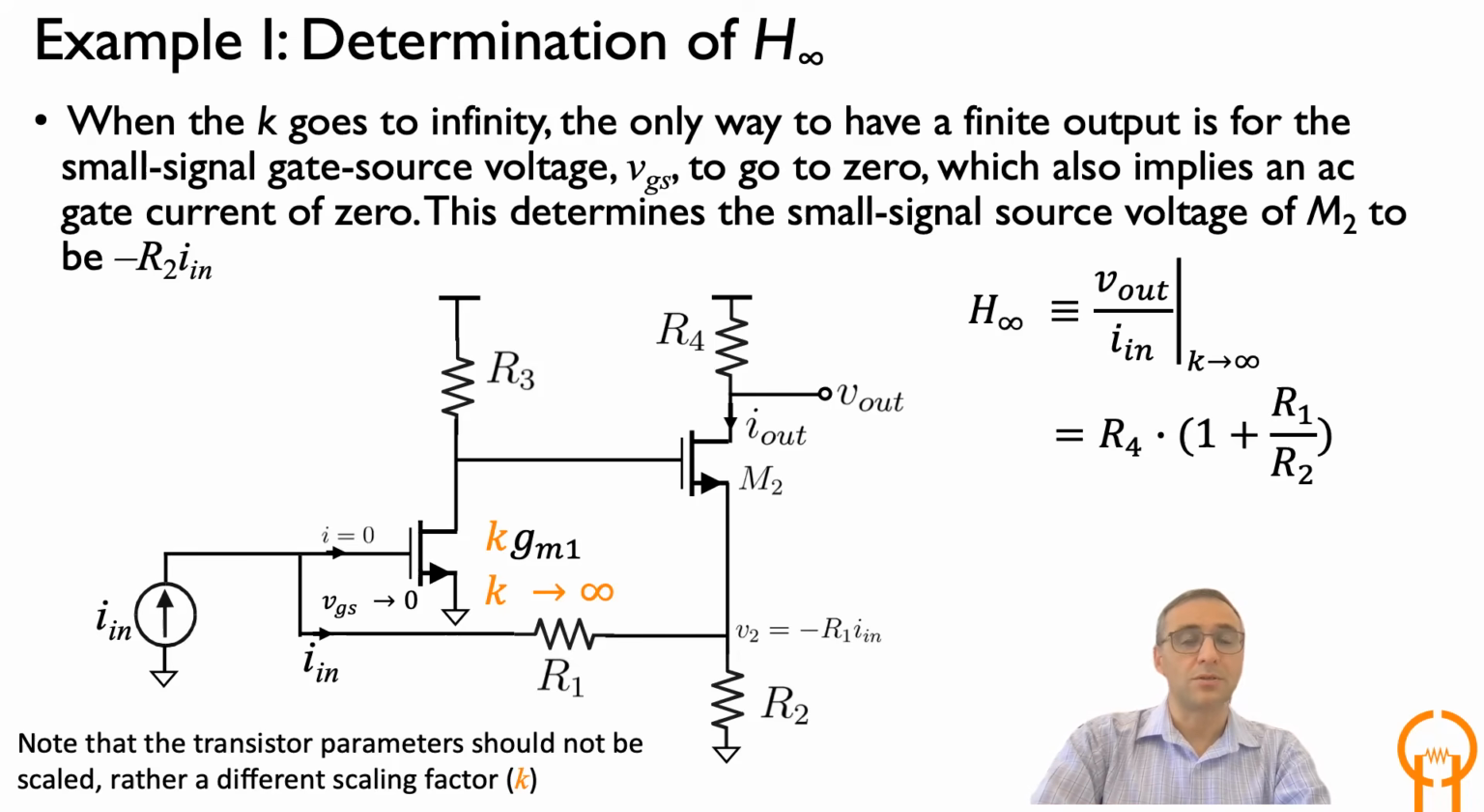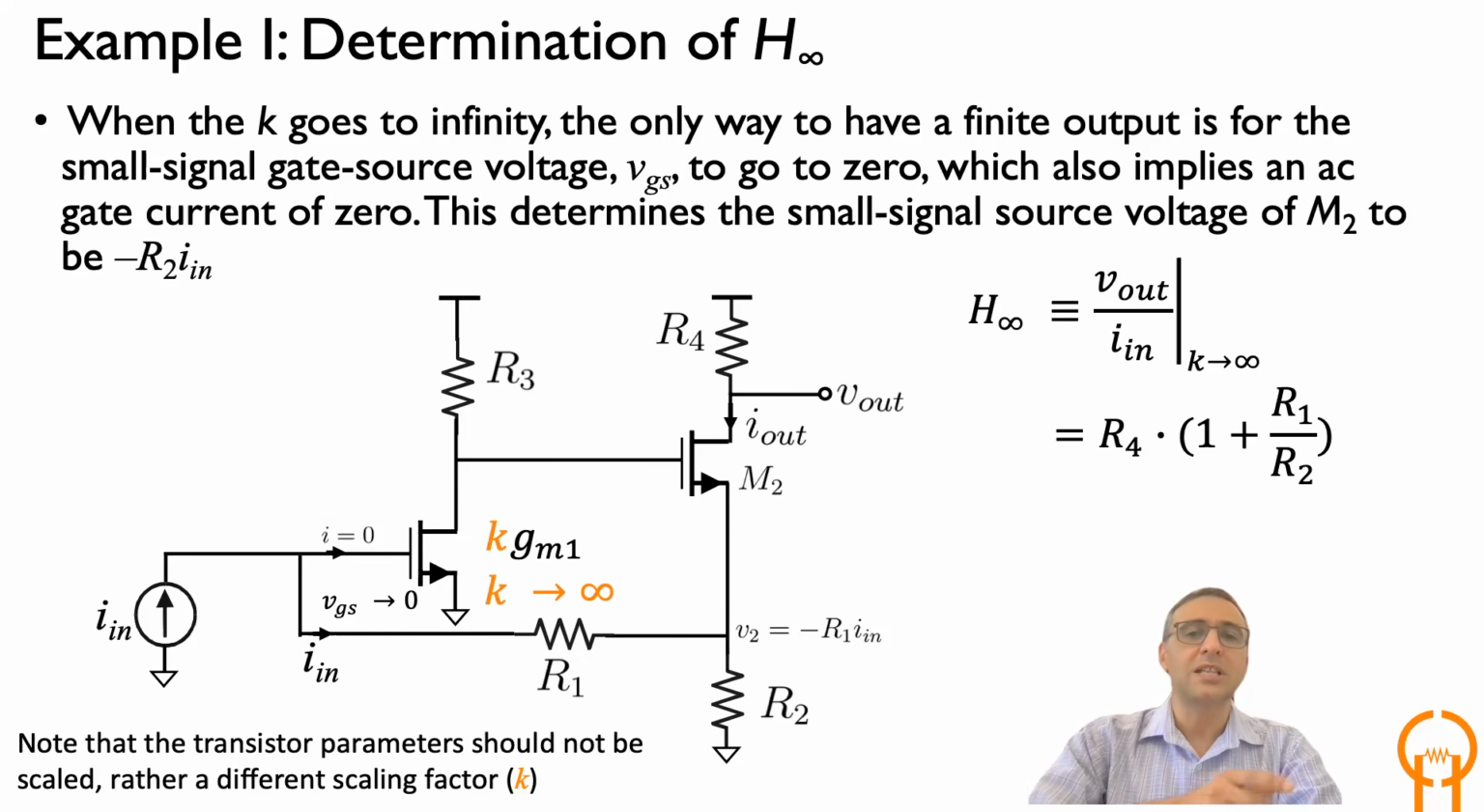So when VGS goes to 0, of course, the input current has to go to 0 because there's no voltage across that input, whatever impedance there is at the input. So all of the input current, I in, is going to go through R1. And when it goes through R1, you can easily see that that current will produce a voltage V2 at the source of M2, which is basically negative R1 times I in.